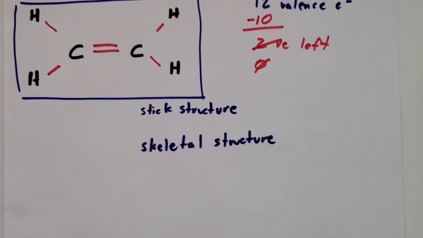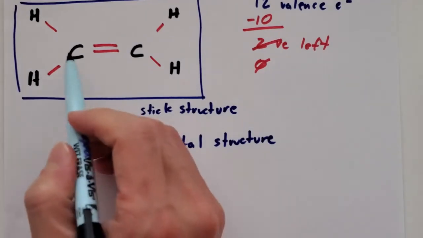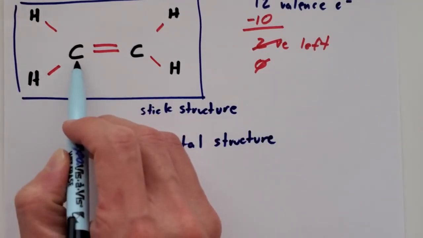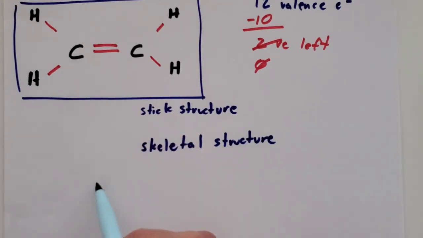All right, well, what we do in the skeletal structure is we just need to imagine that the carbons are just like dots, okay? So what we're gonna do is we're gonna go to where the carbons are, okay? We're gonna look at this carbon and we're gonna draw a dot.